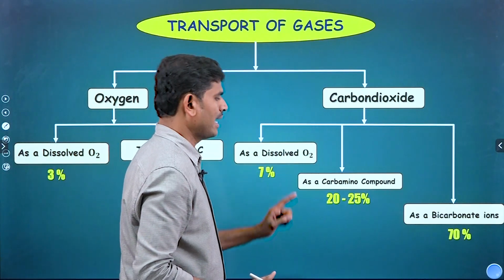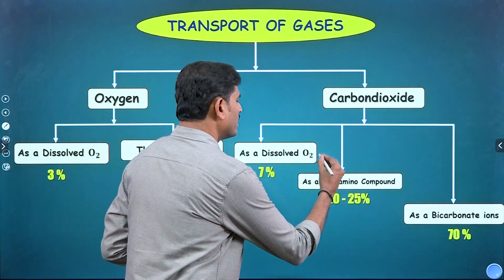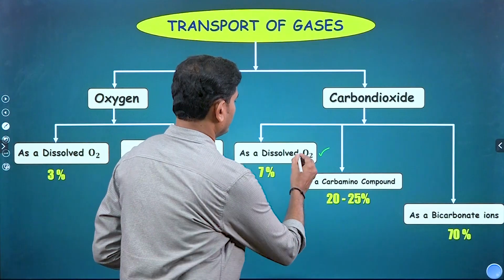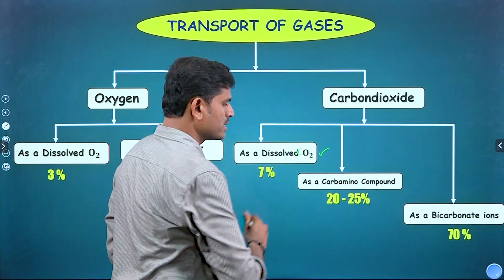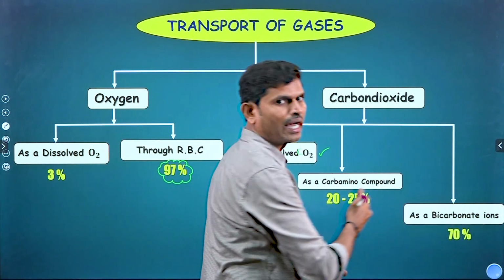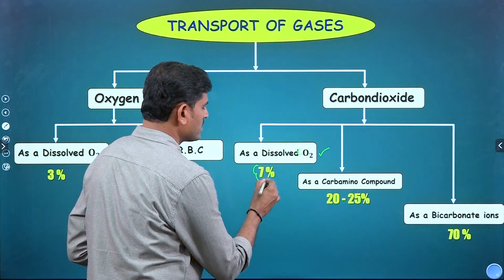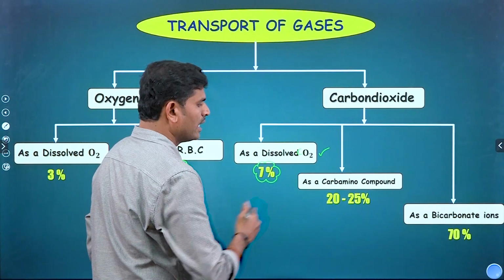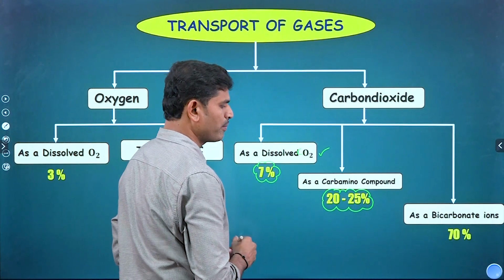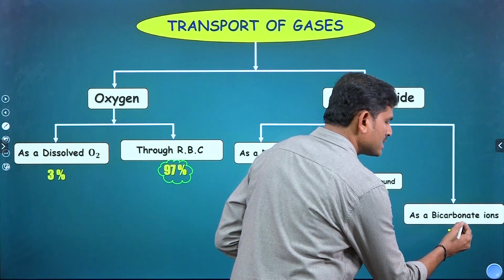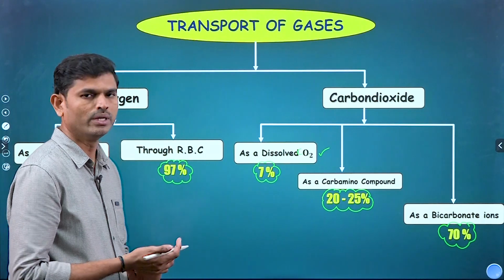Next one, carbon dioxide, CO2, is transported in three methods. First, as dissolved CO2; second, as carbamino compounds; and third, as bicarbonate ions. The least method is dissolved CO2. Next, carbamino compounds, the second highest, 20 to 25%, and the third method, bicarbonate ions, is 70%. So CO2 is transferred in these three methods.